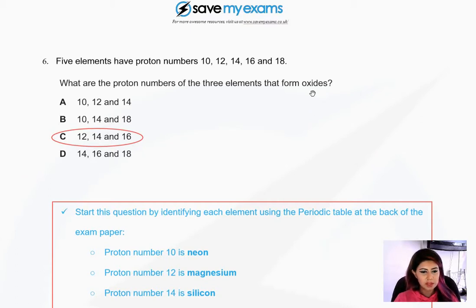So what's the difference between A and C? One is 16, one is 14. The only difference is one has 10, and what is 10? Oh, 10 is neon. Neon again is a noble gas, so neon can't be involved in there. If we remove 10 as well, we are only left with C. So noble gas does not form any oxide. They are individually alone, they never react. That's why we call them noble gases.